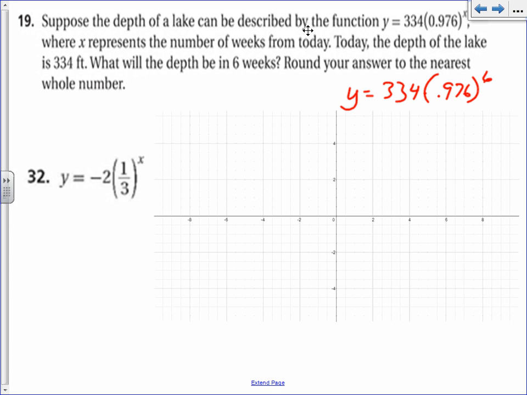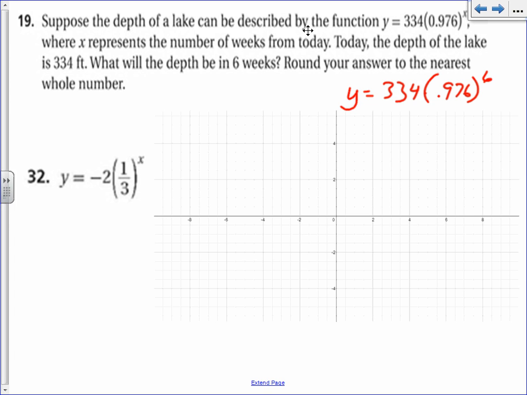Is this an exponential growth or is this an exponential decay? It's a decay. Look, 0.976. That's a number that's less than 1. Remember that? That's what makes it an exponential decay.